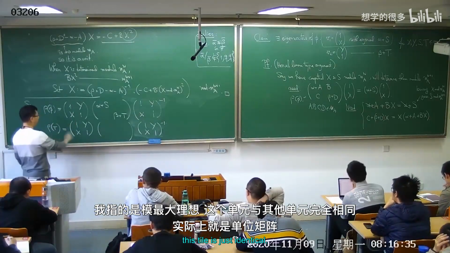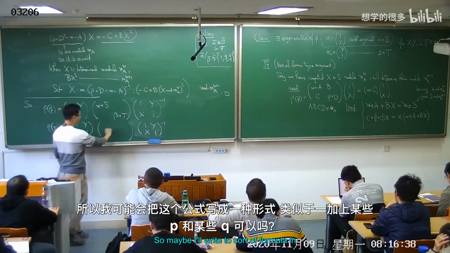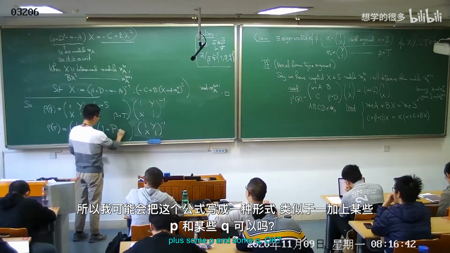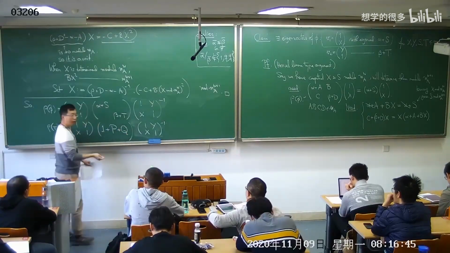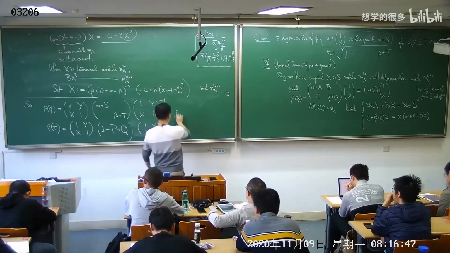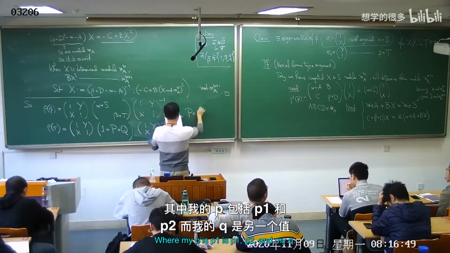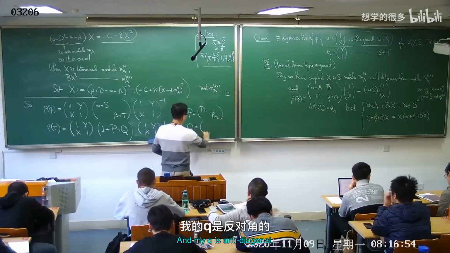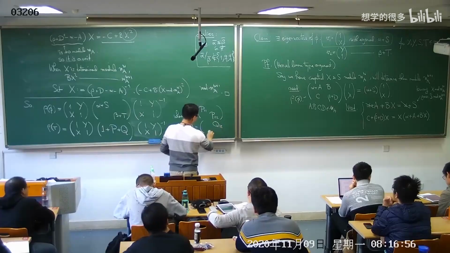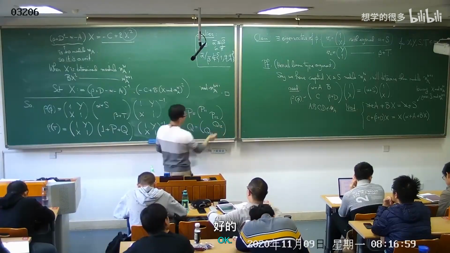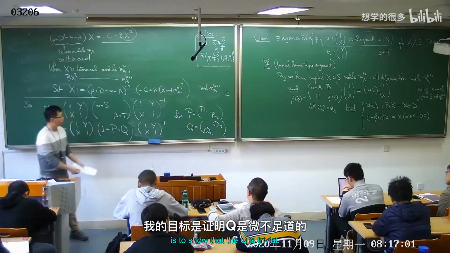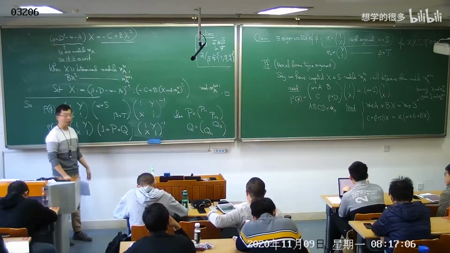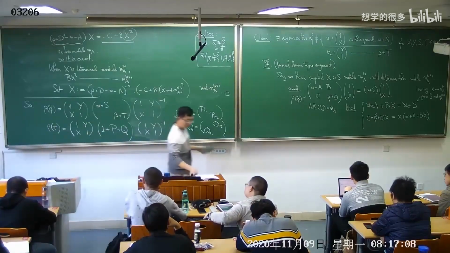Modulo the maximal ideal, this tau is just the identity matrix. So maybe I'll formulate this as 1 plus some P and some Q, where my P is diagonal with entries p11, p22, and my Q is anti-diagonal. My goal is to show that Q is trivial, and therefore I have a diagonal matrix as well. Well, let's see.